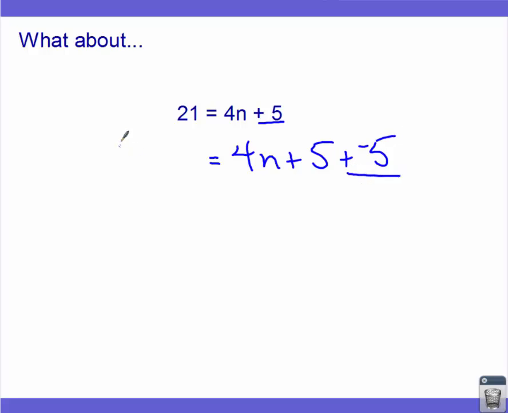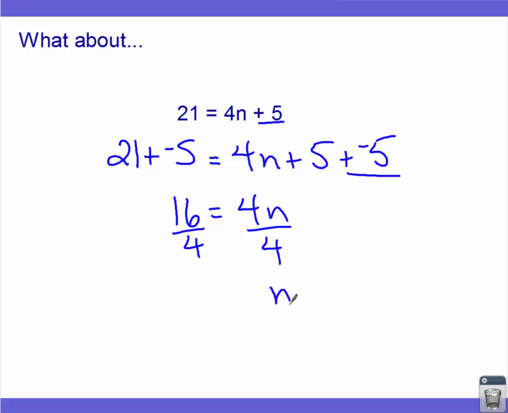So I just move over a little bit and put 21 plus, well, what did I add on this side? I added a negative 5. So negative 5. Now we do the math here. 21 plus negative 5 gives us 16 equals 4n. Divide by 4, divide by 4, n is equal to 4.